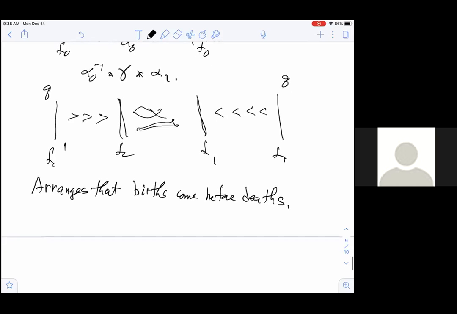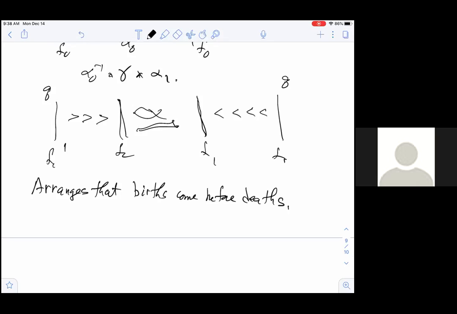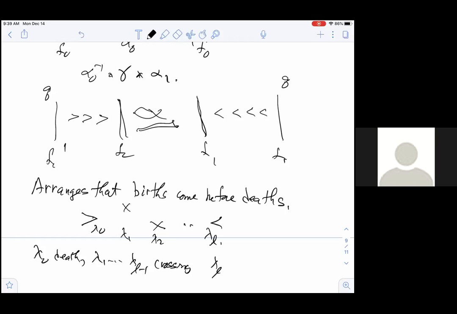So the way we do that is, let's look at a sequence of critical values one after another. And suppose the critical values are lambda naught, lambda 1, lambda 2, and finally lambda L, where lambda naught is a death, lambda 1 up to lambda L minus 1 are crossings, and lambda L is a birth.